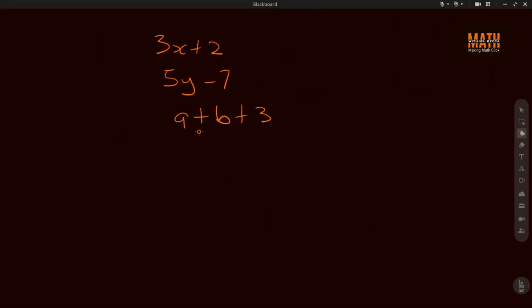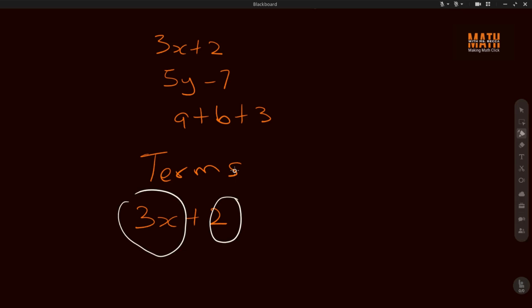Now let's talk about terms in an algebraic expression. Each part separated by plus or minus is called a term. For example, in 3x + 2, 3x is a term, 2 is another term. So this is a term, this is another term.